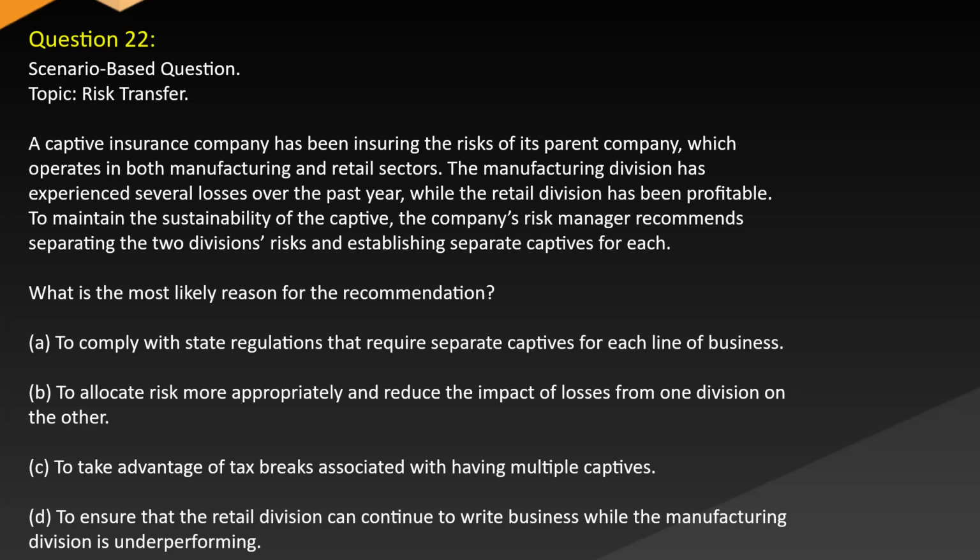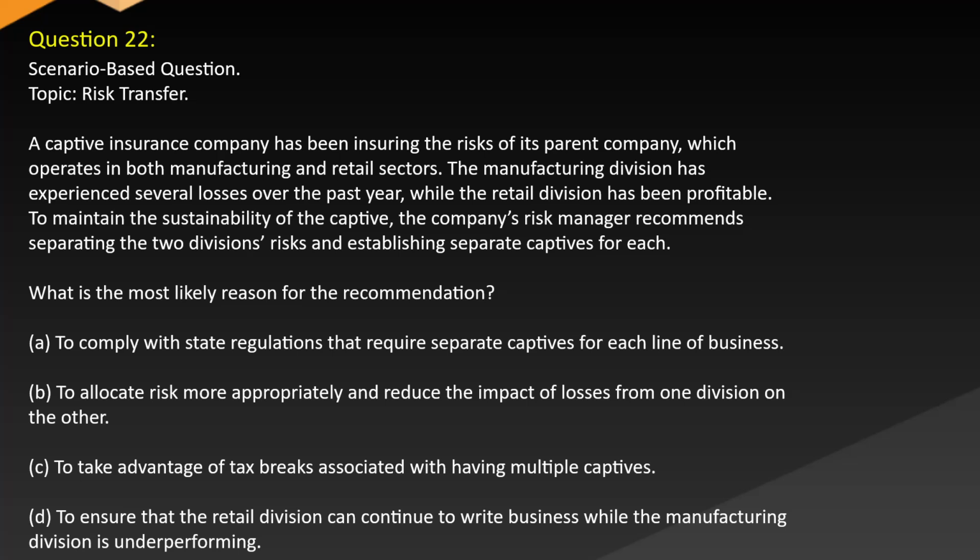Question 22. Scenario-based question. Topic: Risk transfer. A captive insurance company has been insuring the risks of its parent company, which operates in both manufacturing and retail sectors. The manufacturing division has experienced several losses over the past year, while the retail division has been profitable. To maintain the sustainability of the captive, the company's risk manager recommends separating the two divisions' risks and establishing separate captives for each. What is the most likely reason for the recommendation?